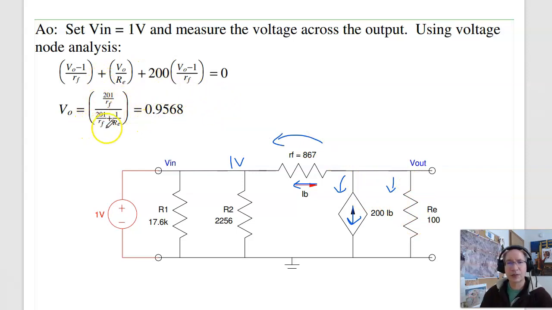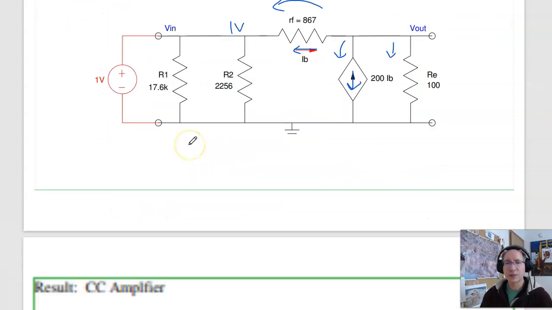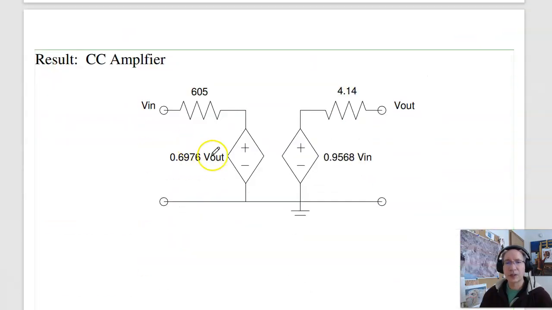Solving for V out, I get this. It's actually a voltage divider. Yeah, something like that. Gives you this equation. V out is 0.9568 volts. So the net result is this. Here's my input impedance, output impedance. This is non-zero. This is the one amplifier that's not zero.